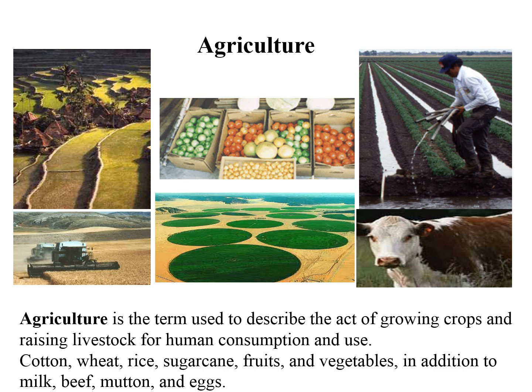Agriculture is an important sector of the Pakistani economy because this sector directly supports the country's population and accounts for 26% of GDP. The main agricultural products in Pakistan are cotton, wheat, rice, sugarcane, fruits, and vegetables, in addition to milk, beef, mutton, and eggs.